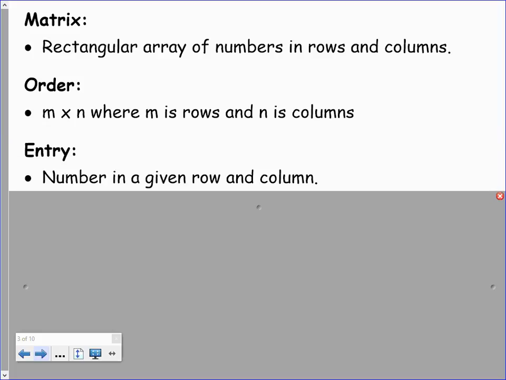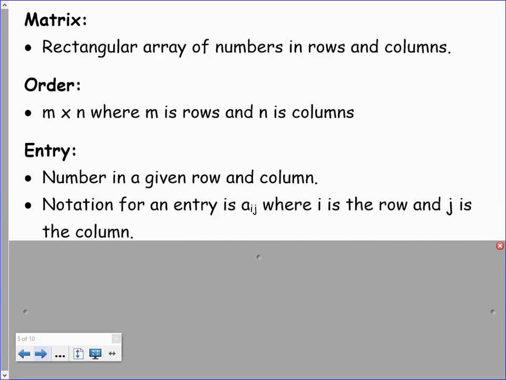An entry for a matrix is any number in a given row and column. So the entries are the specific numbers in the matrix. There is a special notation for naming a particular entry, and it looks like A sub ij, where i is the row and j is the column. Again, it always goes in the order rows by columns.